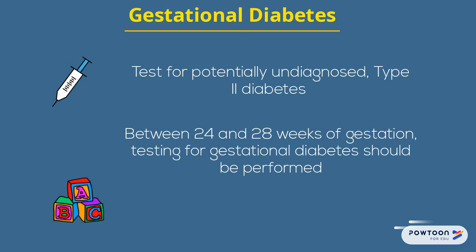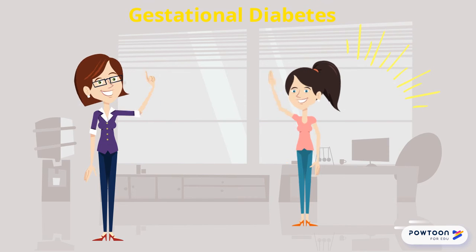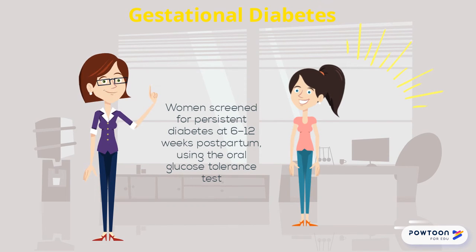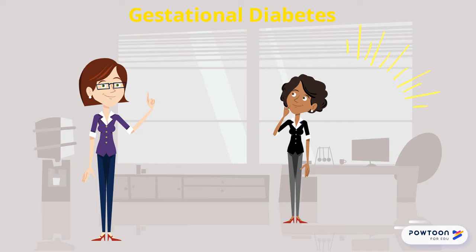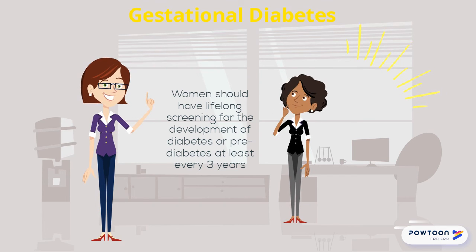In a first prenatal visit, tests should be performed to potentially diagnose undiagnosed type 2 diabetes. Between 24 and 28 weeks of gestation, testing for gestational diabetes should be performed if the woman has not been previously diagnosed with diabetes. Women diagnosed with gestational diabetes should be screened for persistent diabetes at 6 to 12 weeks postpartum using the oral glucose tolerance test and clinically appropriate non-pregnancy diagnosing criteria. Women with a history of gestational diabetes should have lifelong screening for the development of diabetes or prediabetes at least every 3 years. Also, women found to have prediabetes should receive lifestyle interventions or metformin to prevent diabetes.